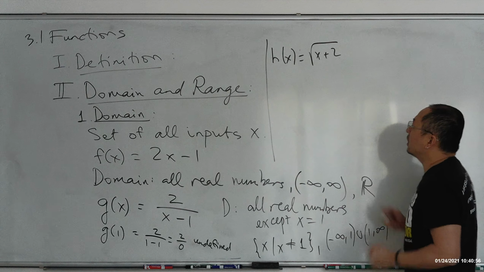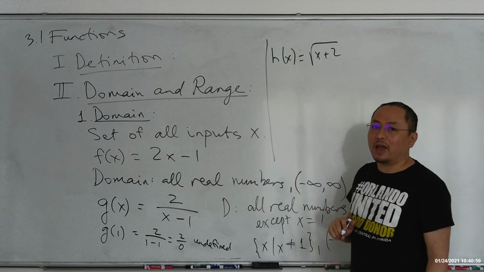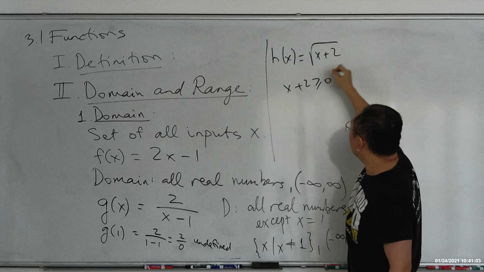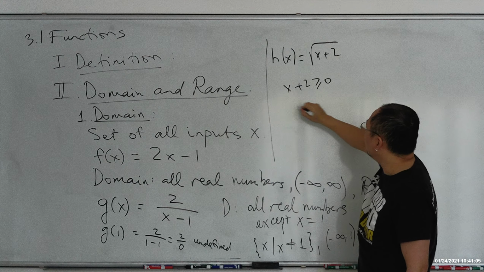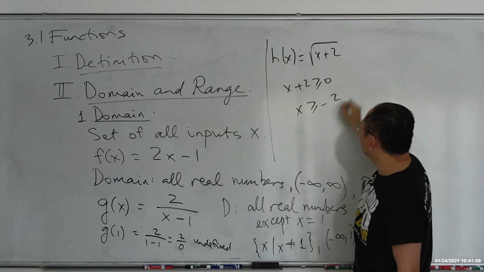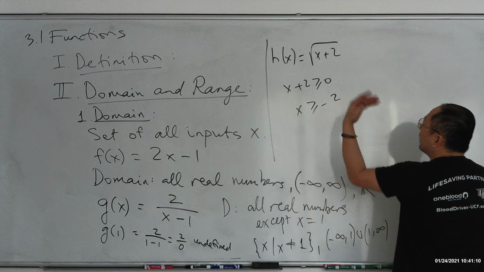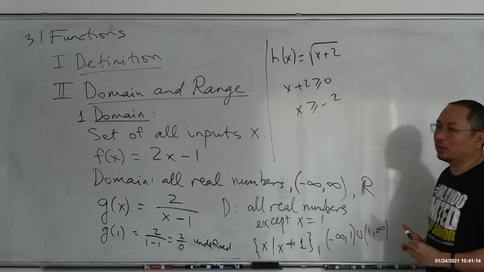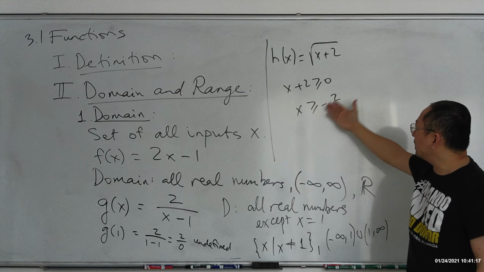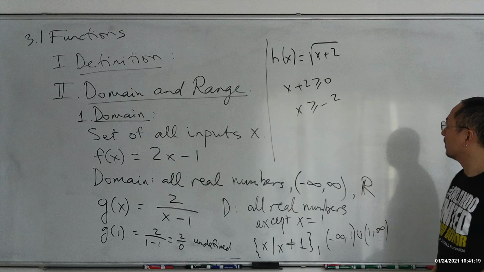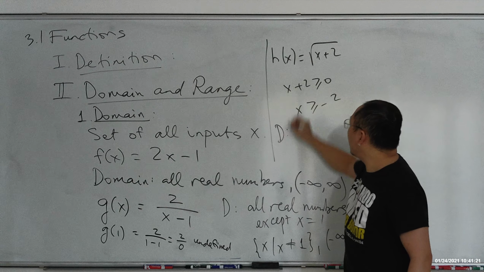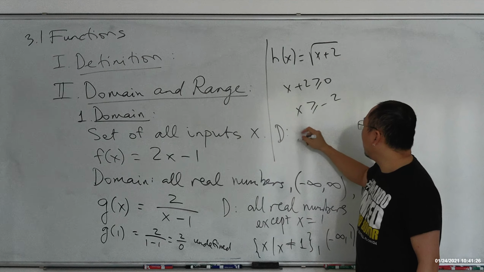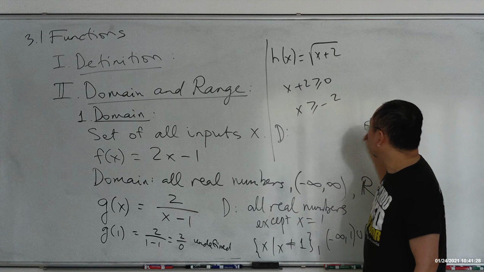So what is the condition for having a valid input x? The condition is x plus 2 has to be greater than or equal to 0 because you cannot take the square root of a negative. So x is greater than or equal to negative 2. It means that whenever you want to plug in a valid input x, you have to plug in something greater than or equal to negative 2. So the domain for that function h of x is all real numbers greater than or equal to negative 2.